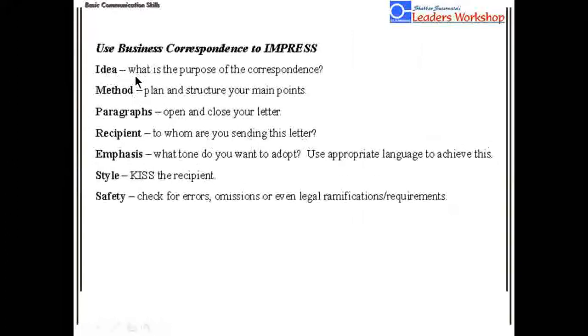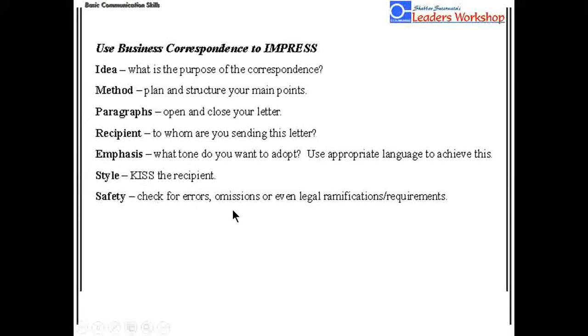So in this case, what is the purpose of correspondence? M: plan and structure main points. P: open and close your letter. R: to whom are you sending the letter? E: what tone do you want to adopt? S: style, KISS, which means keep it short and simple. S: check for errors or omissions, even legal verification requirements. So this is how you write a good letter that will impress, right?